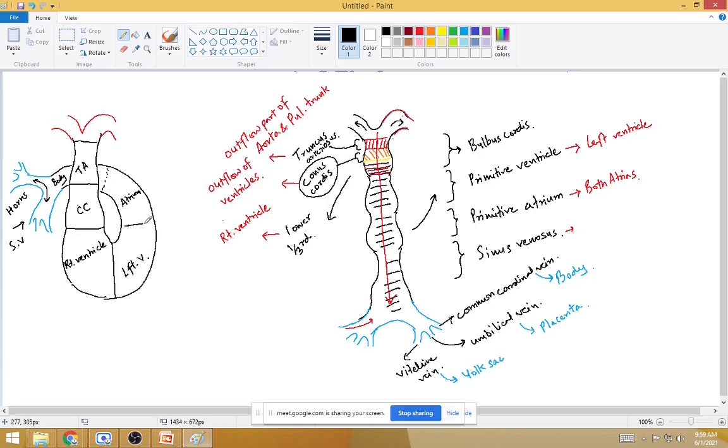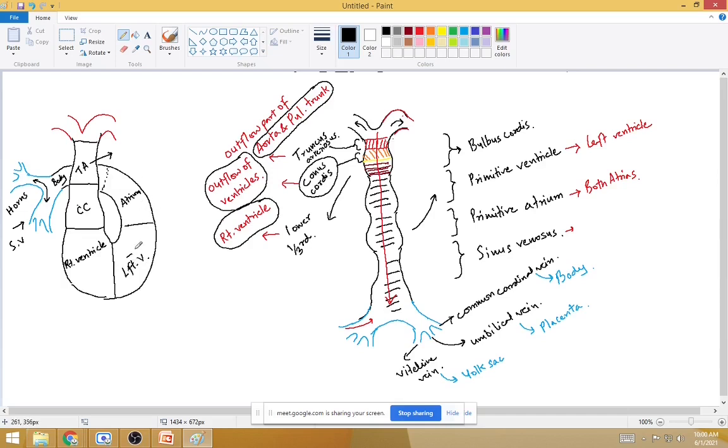Then there is the atria. Just answer me: the truncus arteriosus, what will it form? Aorta and pulmonary trunk. The conus cordis will be forming the outflow of the ventricles. The lower one third is forming the right ventricle. The primitive ventricle is forming the left ventricle, then the atria.